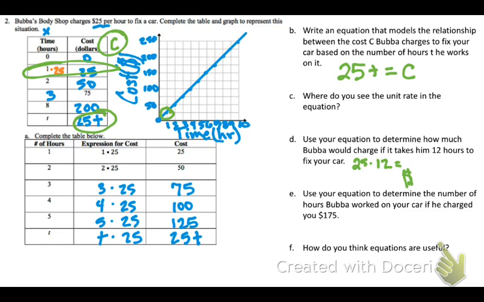So use your equation to determine how many hours he worked if he charged you this. Well, it's 25T equals 175. So we're going to divide by 25, divide by 25, and you're going to get T equals 7 hours. Now, I want you to think long and hard about this one. How do you think equations are useful? How does it make it easier for you to do this?